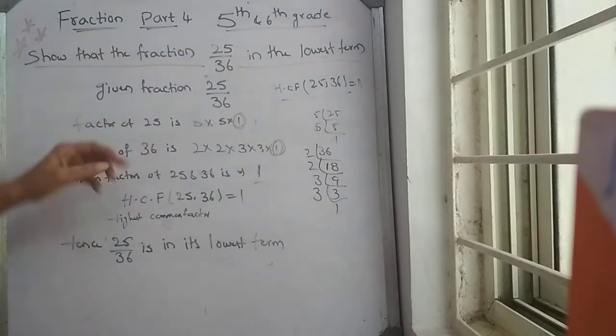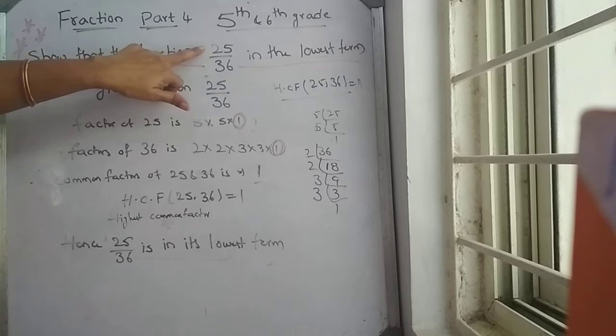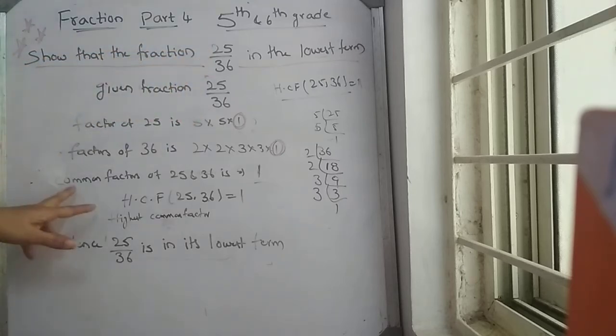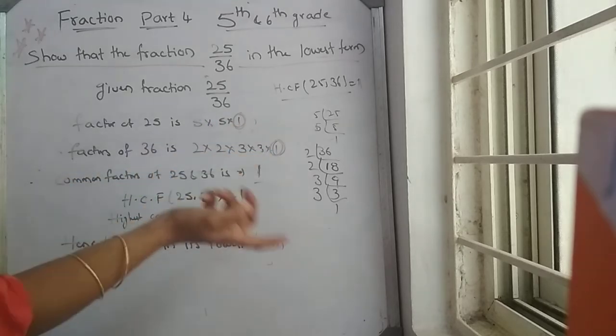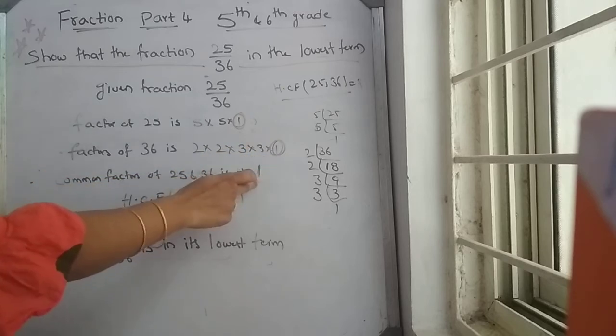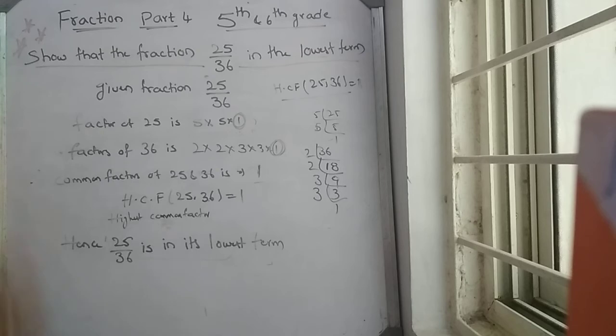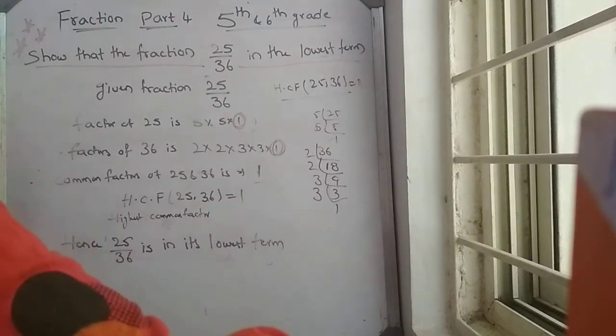See, observe. First I have to find factors of 25, then factors of 36. Then common factors I wrote here. What are the common factors here? Only one is there. Clearly this is the highest common factor. So HCF of 25 comma 36 is equal to 1. So hence 25 by 36 is in its lowest term. Now clear, right? Then I will give another example.